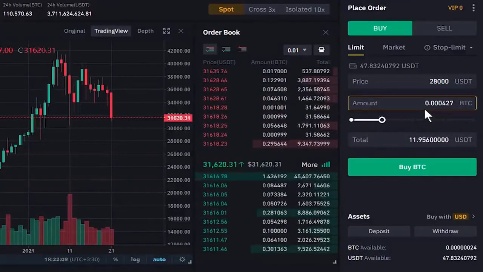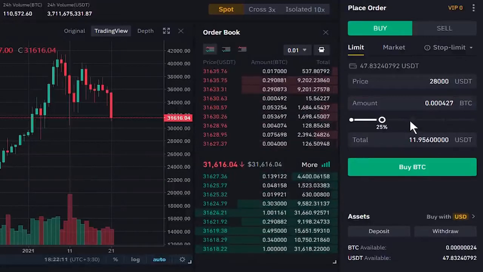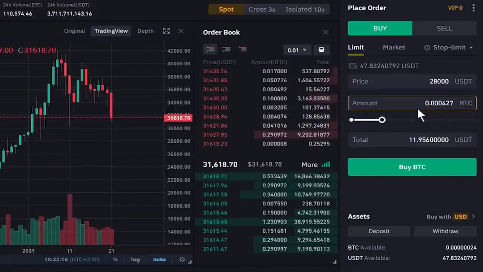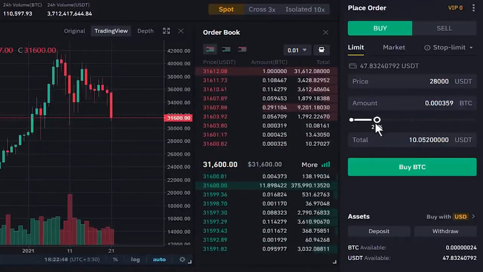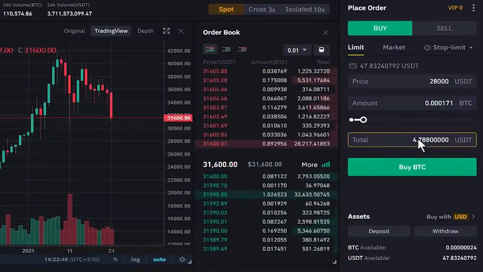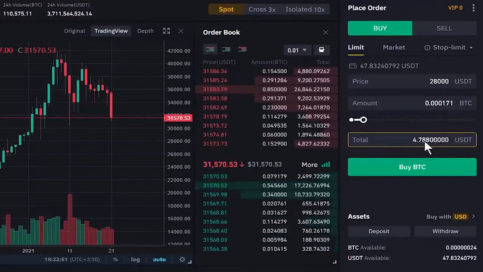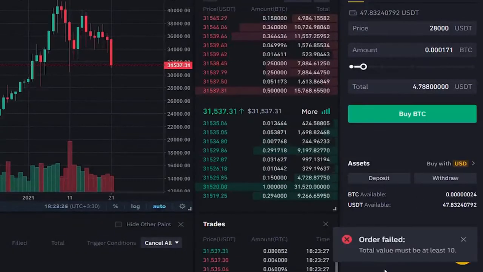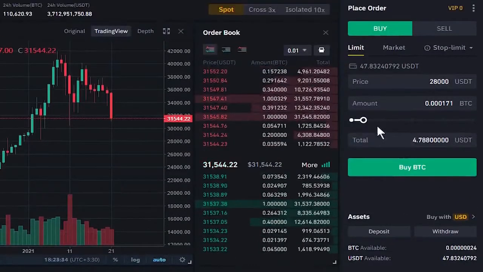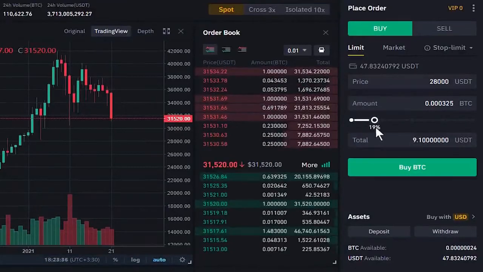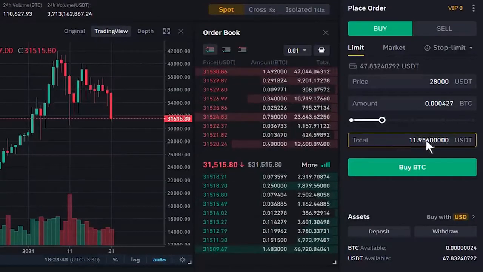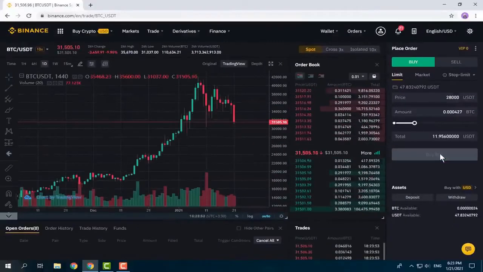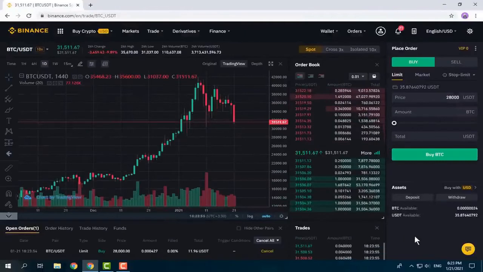And one thing I forgot to say in market order is that the minimum amount of order that you can place in Binance is 10 Tether. For example, if I make my order less than $10, as you can see here, and I click on buy BTC, the order fails, and it says total value must be at least 10. By making it 25% again, which makes the total amount above 10, and by clicking buy BTC, the order is successfully placed.